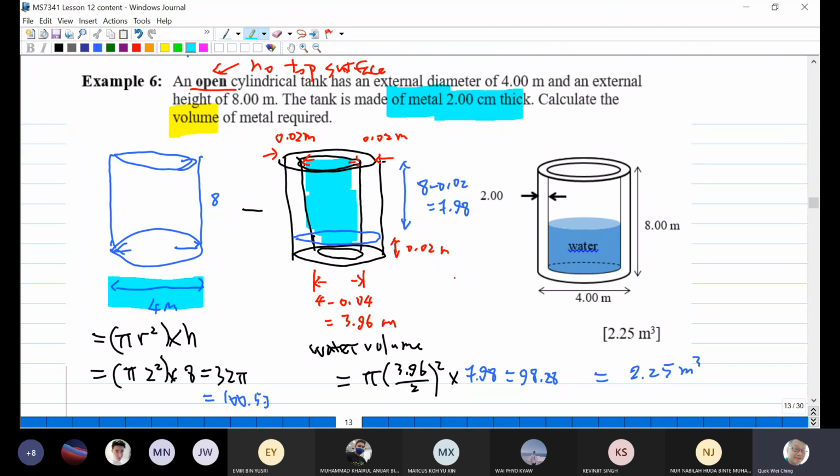And then the height is also different because the top has no surface, and the bottom has a thickness of 0.02. So you end up with 7.98 now. So as well, you find the difference between this tank and the water volume. You get the solid you require.